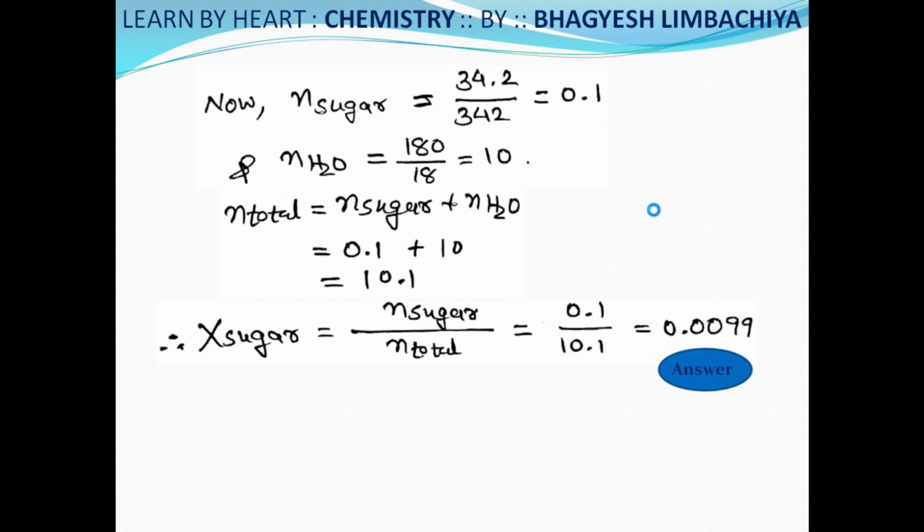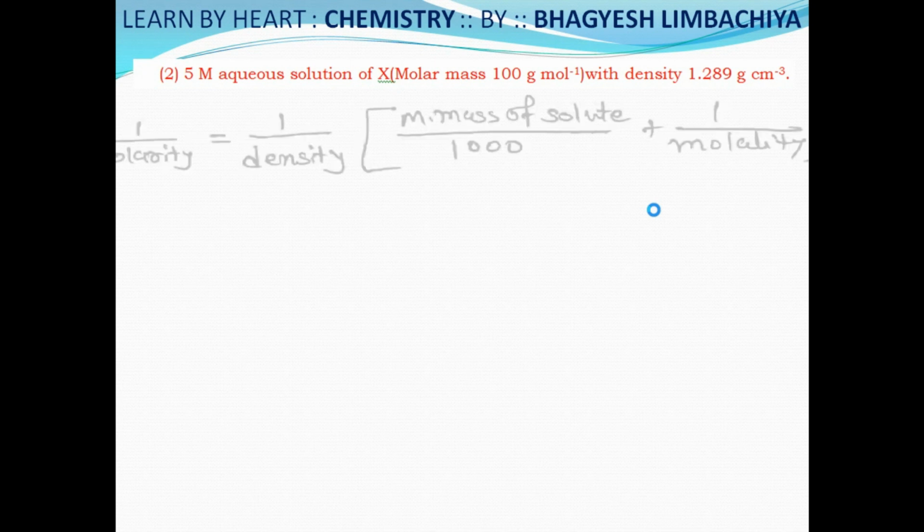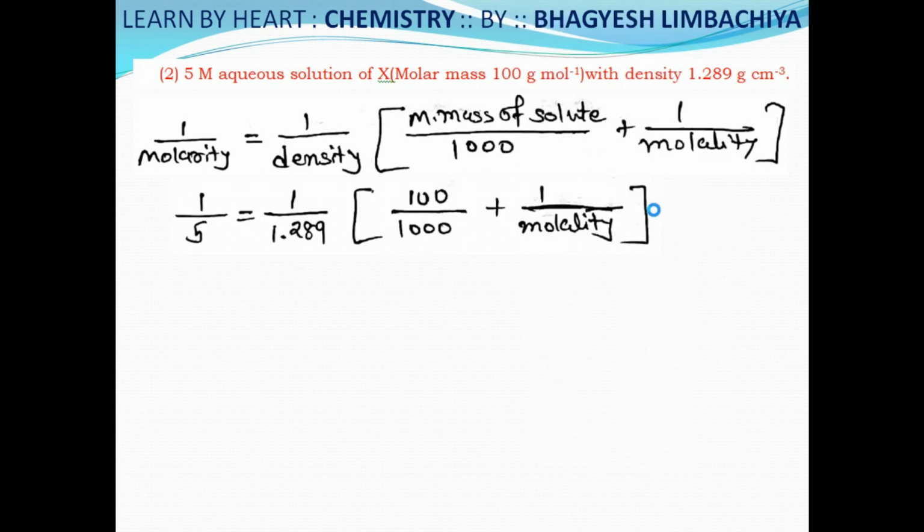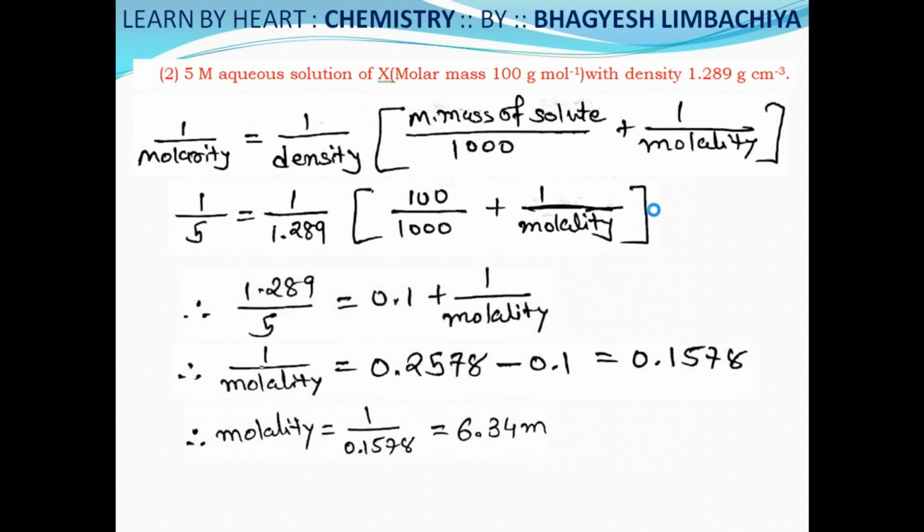This is our answer. Next is a 5 molar aqueous solution of X having molecular mass 100 and density is given to you. So here molarity is given to you. So first of all we will calculate the molality by using the relation between molarity and molality. So by putting the values we will get the molality, and it is 6.34 molal. So this one is our first answer.